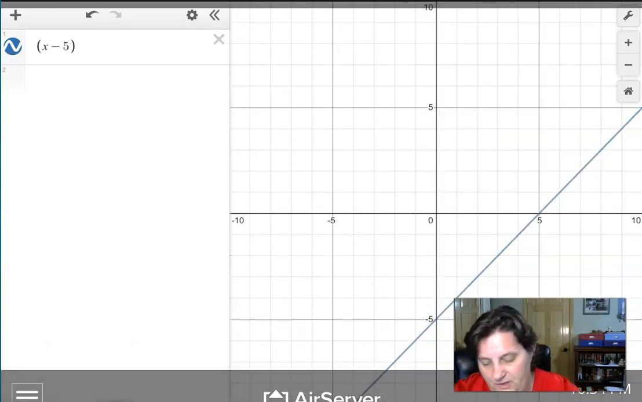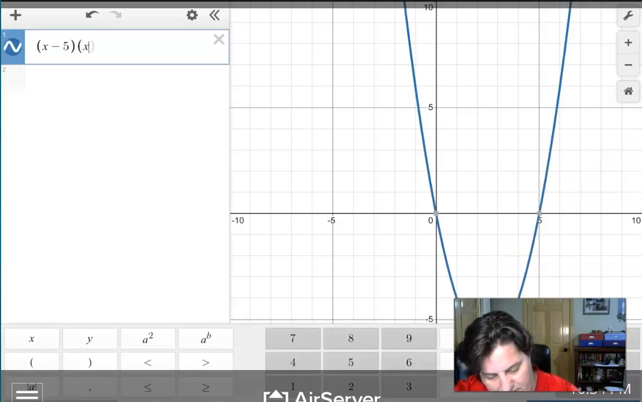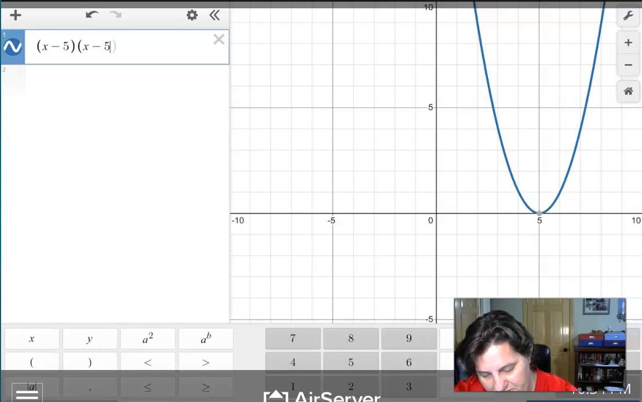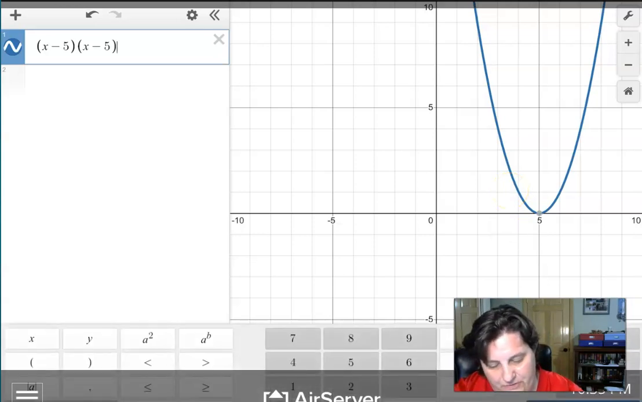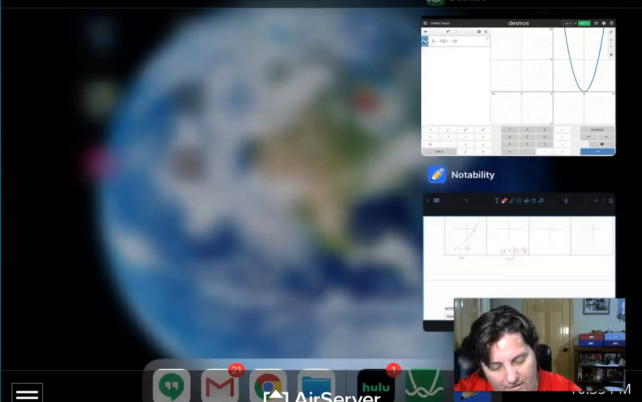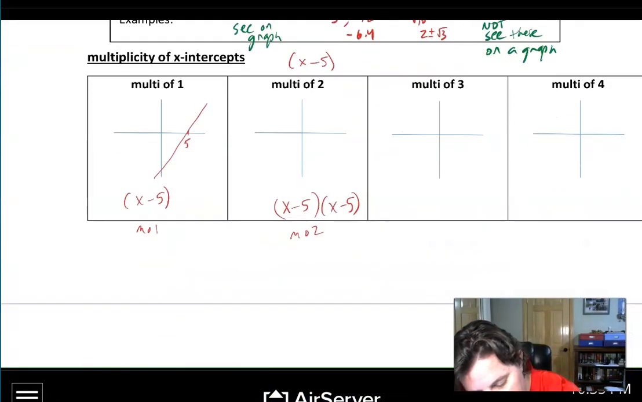Anyway, there we go. Now, guys, when I have a multiplicity of 2, it means I have that same thing twice on x minus 5. Look at what happens at the 5. Do you guys see how it comes down and it bounces and it goes back up? Okay, it bounces at the 5. And it's actually the same way as if we just wrote x minus 5 squared, right? If there's 2 of them. Okay, so I'll put it right here.